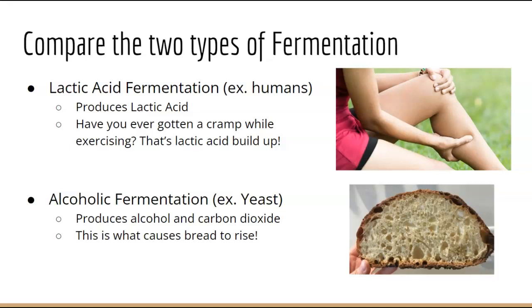Your muscles don't like lactic acid, and so they end up cramping up when you have a buildup of that. There's also alcoholic fermentation, and yeasts do this. So alcoholic fermentation produces alcohol, but also carbon dioxide. And if you've ever looked at a piece of bread and you see all these holes in there, that's actually yeast releasing CO2 after going through alcoholic fermentation, and all of these air pockets are actually where CO2 bubbles were.